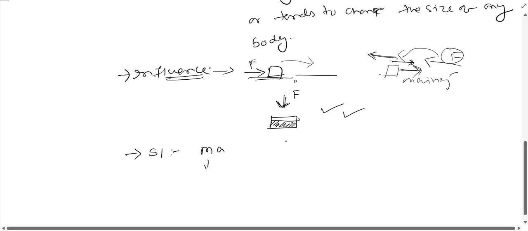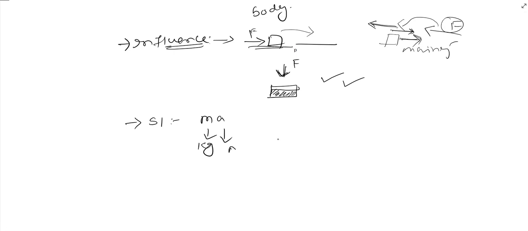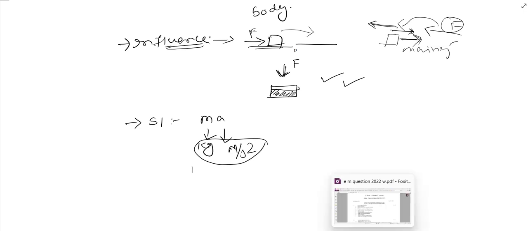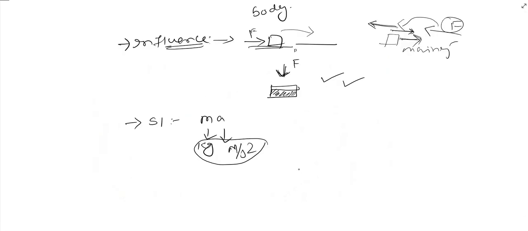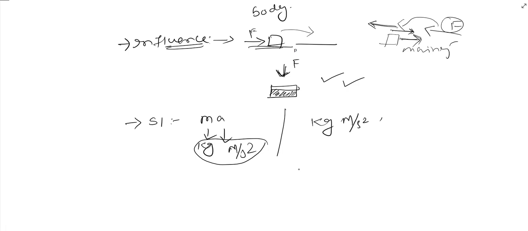So mass का SI unit क्या है? kg. acceleration का SI unit क्या है? मीटर पर सेकेंड स्क्वायर. सो यहाँ पे क्वेश्चन में लिखा हुआ है SI यूनिट्स, प्लूरल फॉर्म में. So we have to define all possible SI units. ओके, फर्स्ट जो है kg मीटर पर सेकेंड स्क्वायर होगा, another is kg force, and finally Newton. These all are the SI units.